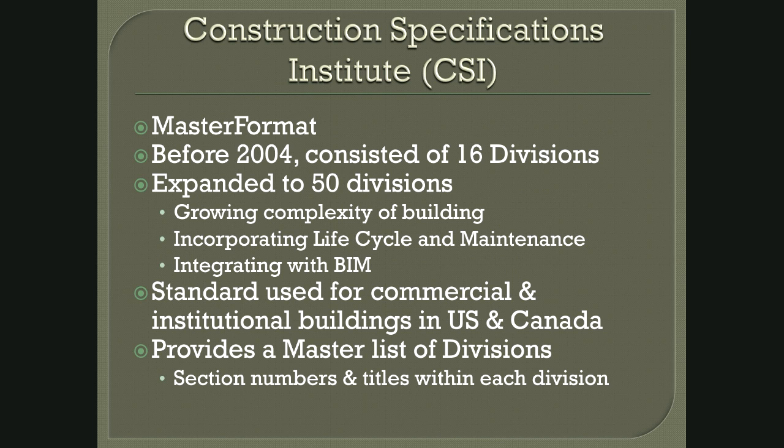So there's a Construction Specifications Institute, CSI, and they came up with a master format for laying out all the specifications. And there are different divisions depending on what you're specifying. Before 2004, it had 16 divisions. Now it has expanded to 50 divisions. And that's because building complexity, buildings are getting more and more complex.